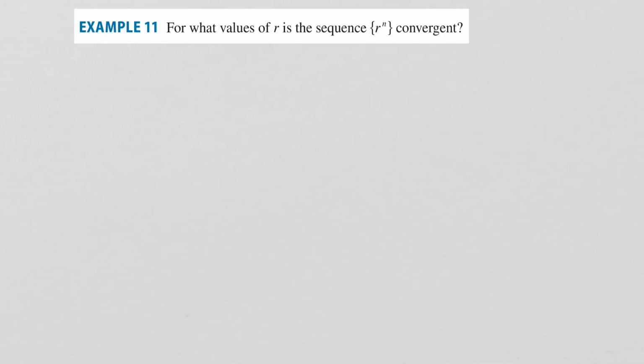Next, we have the classic problem of finding the values of r for which the sequence r to the n power is convergent. So let's take this case by case. If r is a number bigger than positive 1, clearly the limit as n goes to infinity of r to the n is going to be infinity. And this is because if r is a number bigger than 1, when you multiply any number bigger than 1 by itself, it gets bigger and bigger and bigger.